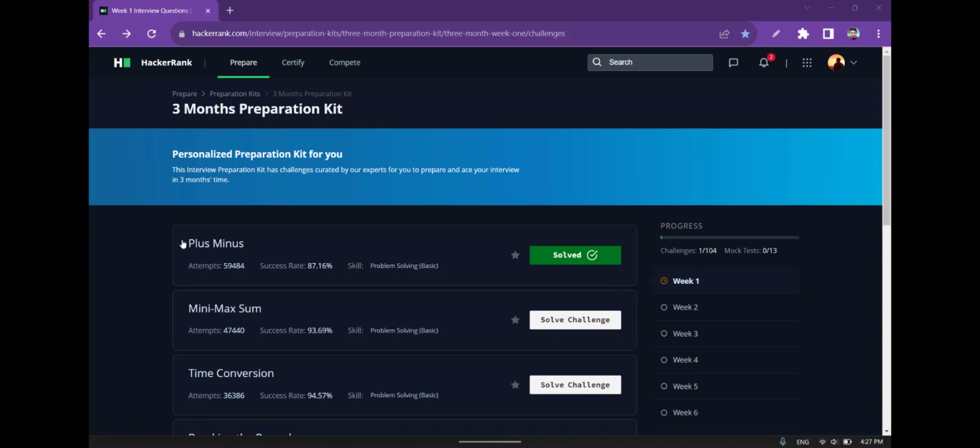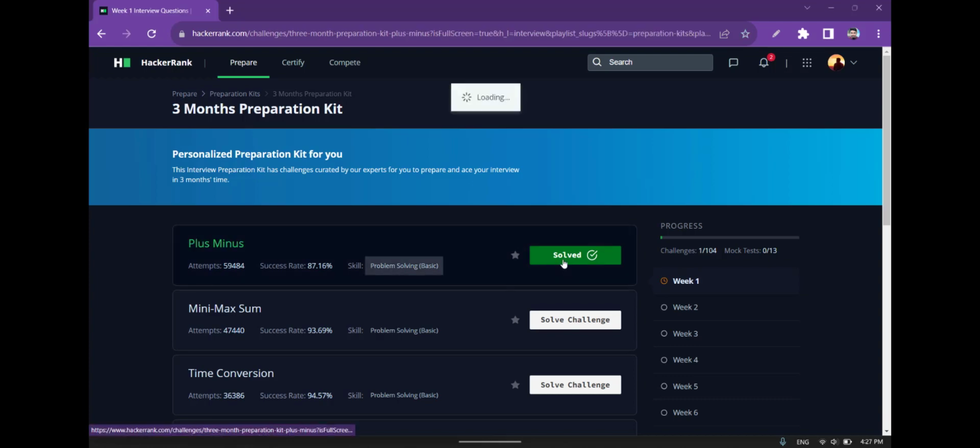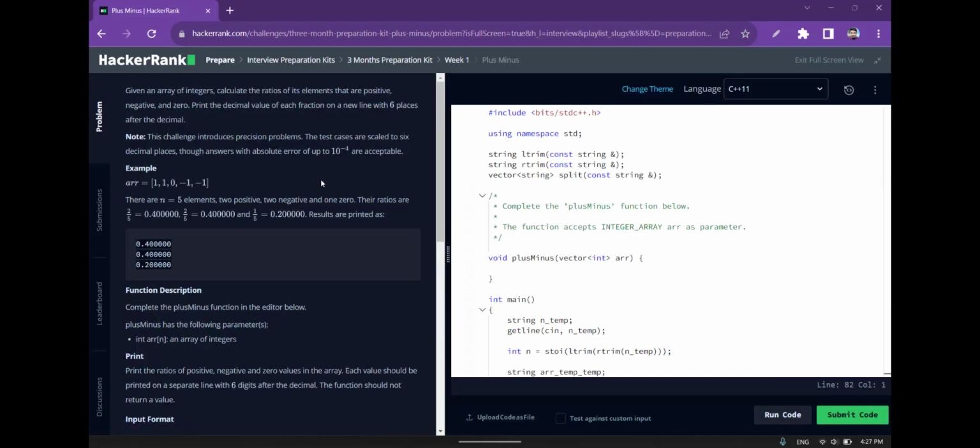The first problem that I am going to solve today is Plus Minus, so let's solve it. In this problem it is said that given an array of integers, calculate the ratio of its elements that are positive, negative and 0, and we need to print the decimal value of each fraction on a new line with 6 places after the decimal.